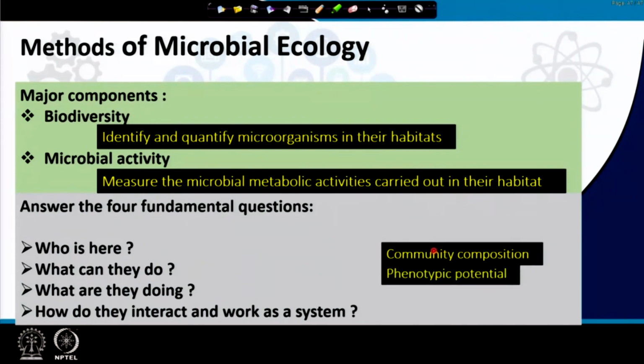The second is the phenotypic potential, which is connected to what they can do. Phenotypic potential can be assessed by a number of methods, such as enzymatic assays or providing different substrates under laboratory conditions. Phenotypic potential is basically an assessment that these organisms could potentially be able to do this.